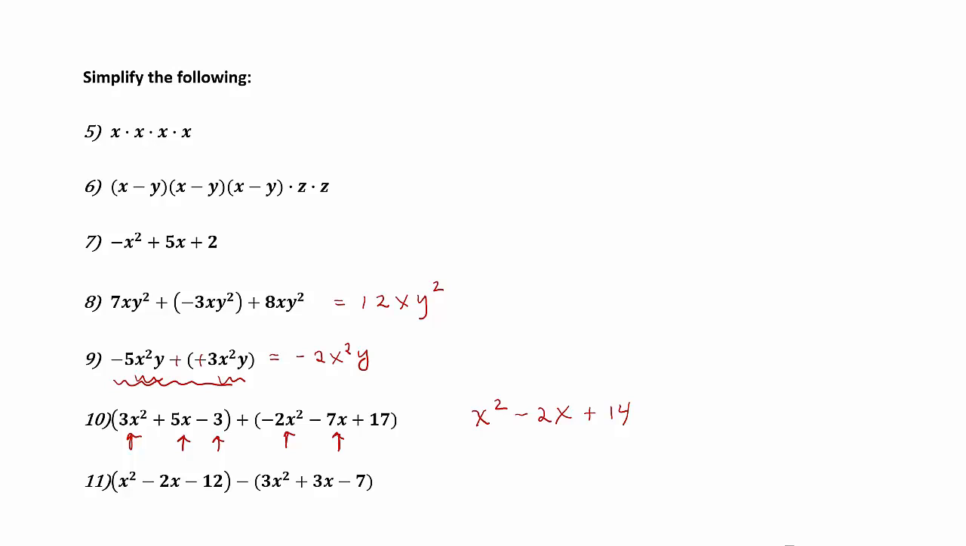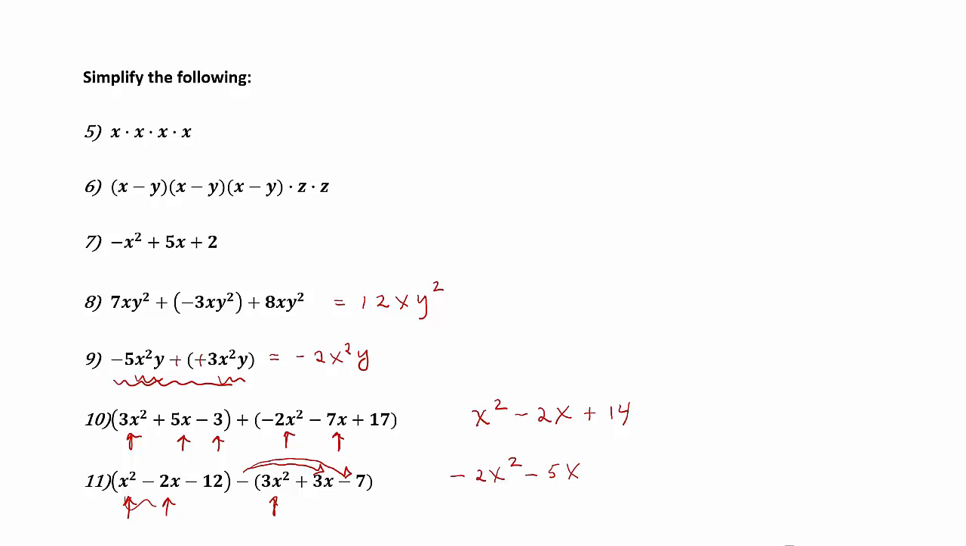And for this next one on the page, we're going to do the same thing. We have an x squared minus a 3x squared is minus 2x squared. We have a minus 2x minus 3x. Be careful here. That negative sign gets distributed through to every term. Minus 2x minus 3x is minus 5x. And minus 12 plus 7.